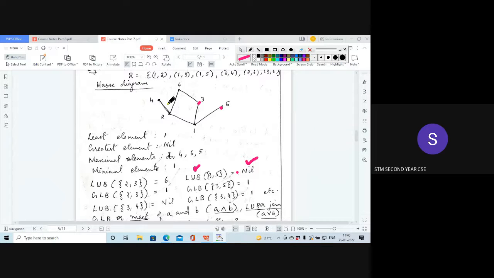Similarly, if we look at 4 and 6 also, there is no upper bound. It is not related to any elements above it. So there is no least upper bound for 4 and 6 also, isn't it?